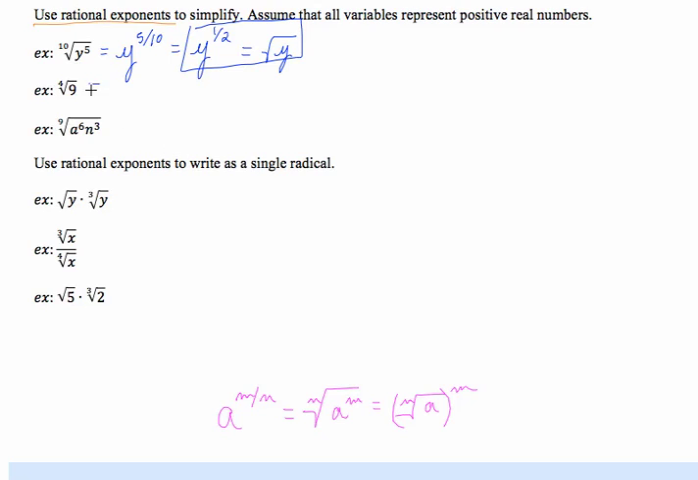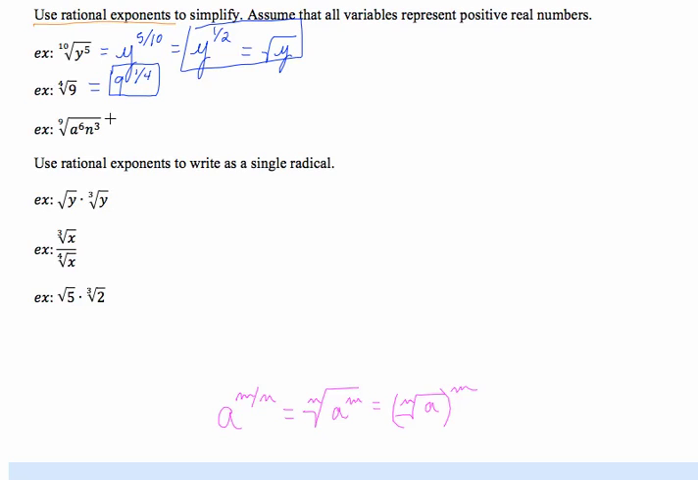The 4th root of 9. That's the same as 9 to the... now there is no power, so the power is 1. 1 over 4. And there's really nowhere to go with that. The square root of 9 is 3, but the 4th root of 9 is not a rational number, so we'll just leave it as that.